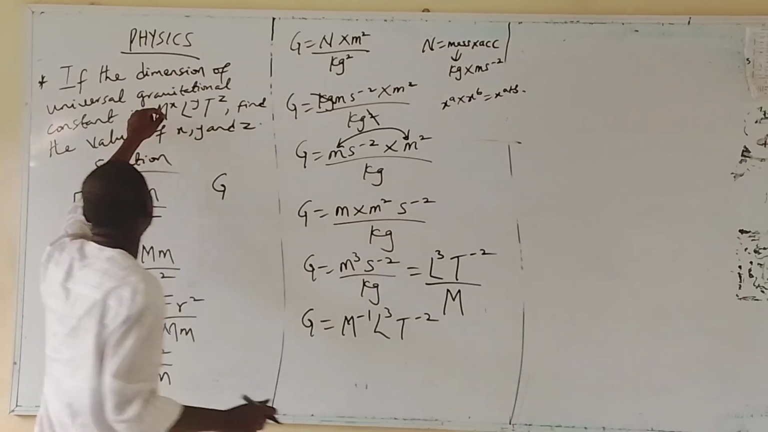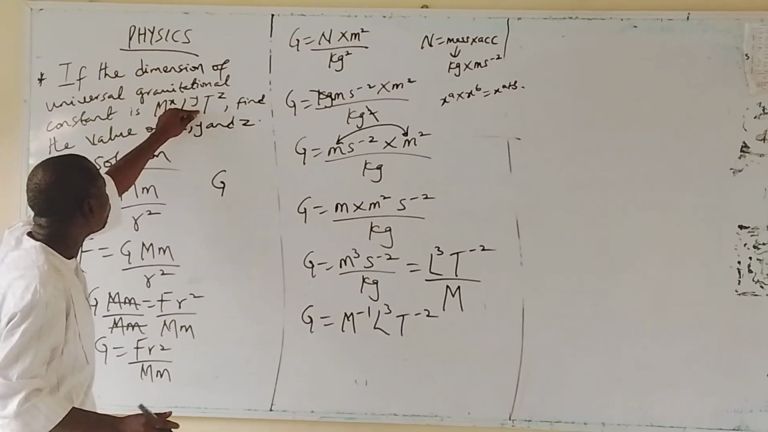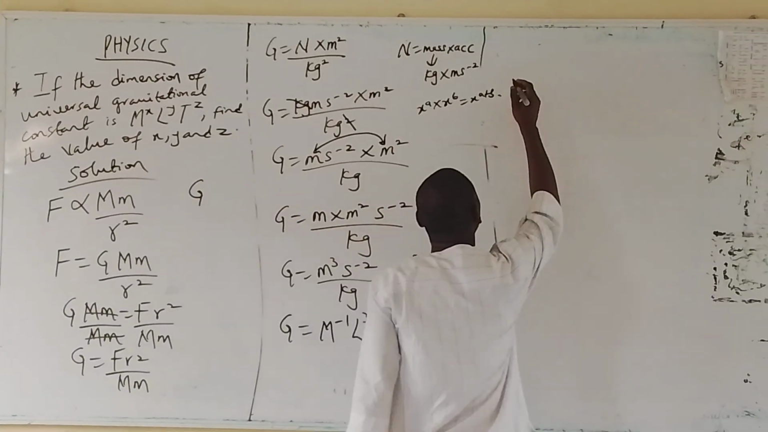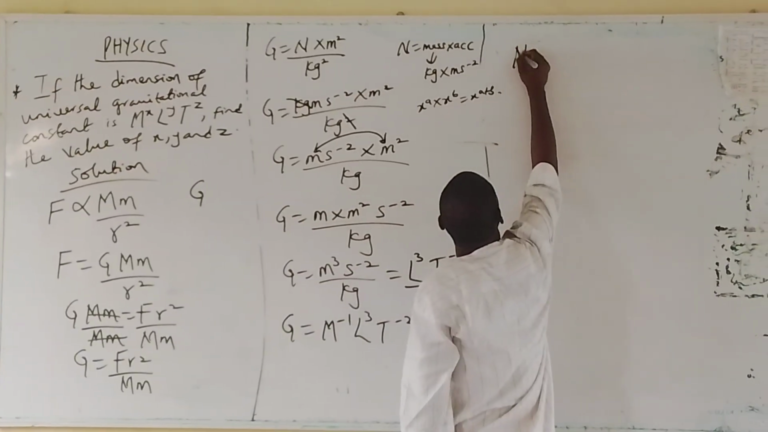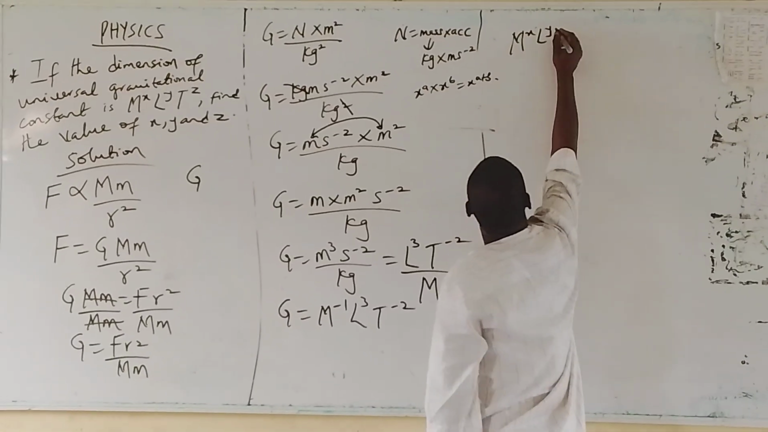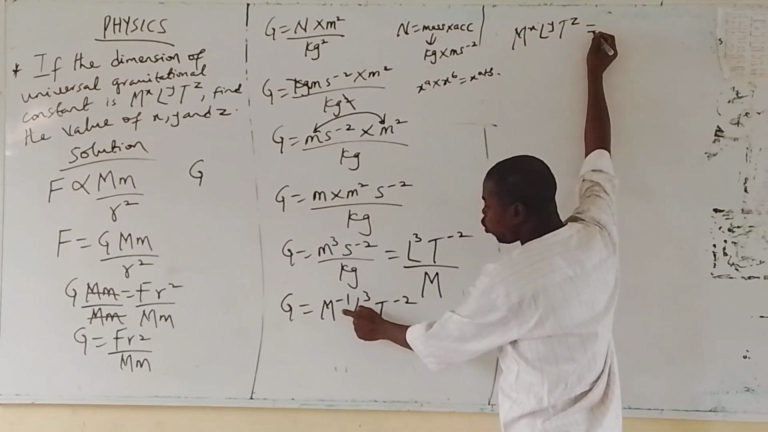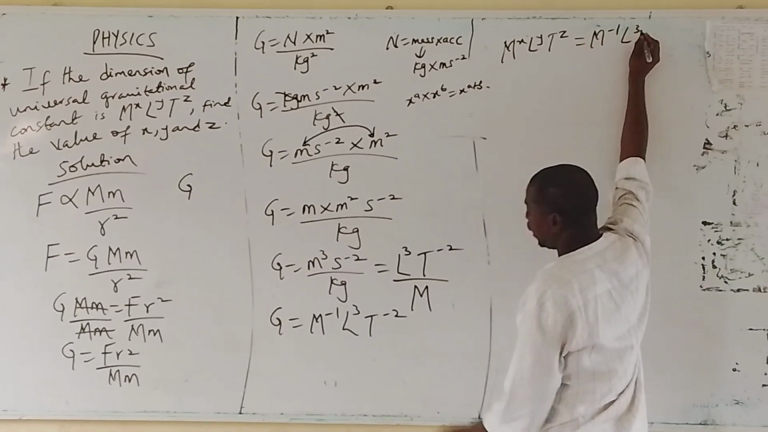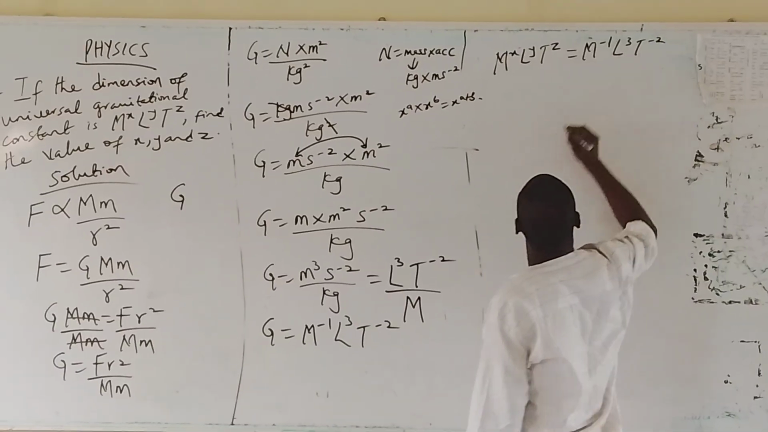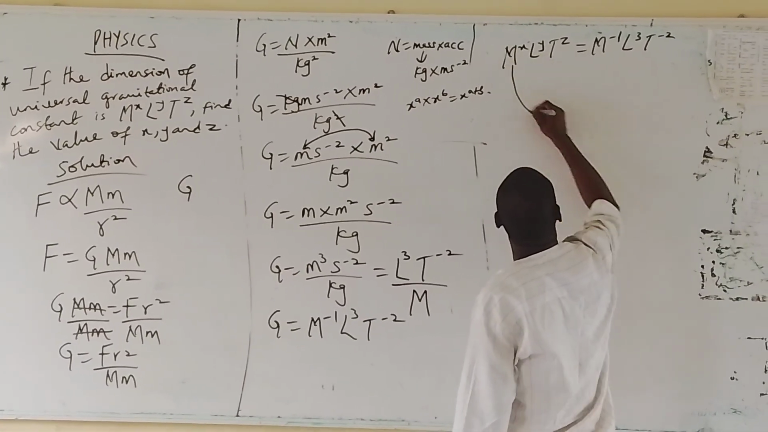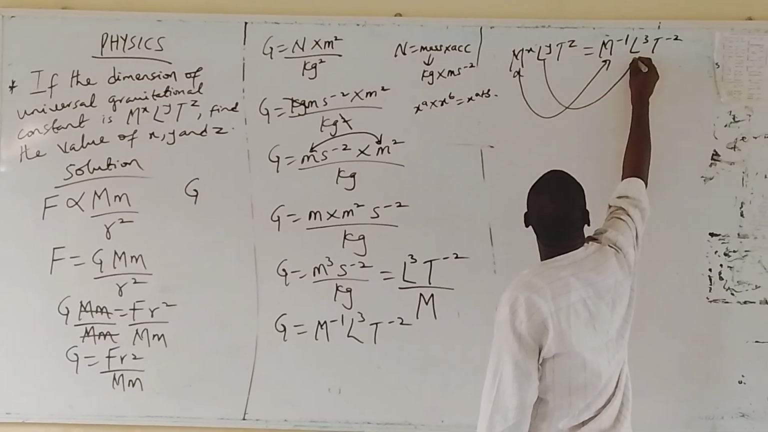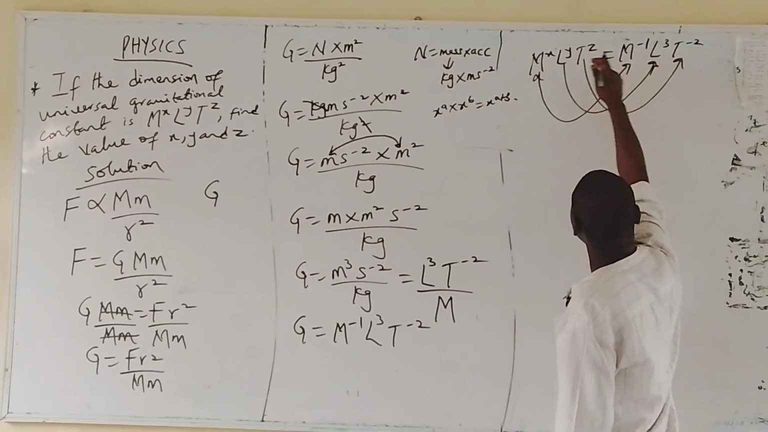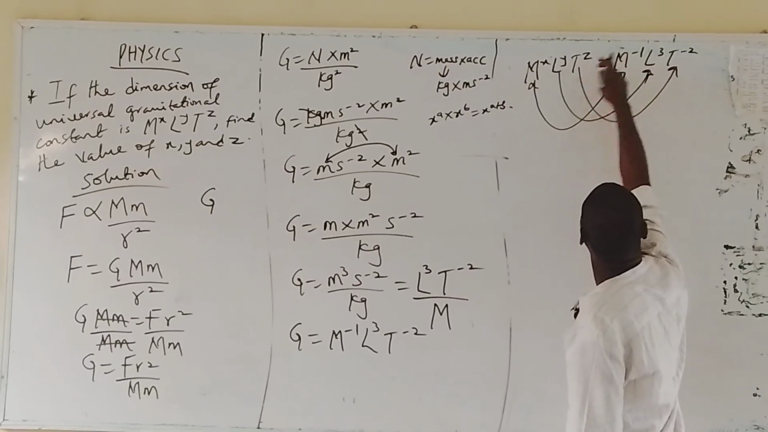The question says M to the x, L to the y, T to the z is equal to this value. So what I will do now is equate M to the x, L to the y, T to the z to what I just got here: M to the minus 1, L to the 3, then T to the minus 2. What does that signify? This corresponds to this, this corresponds to this, while this corresponds to this.